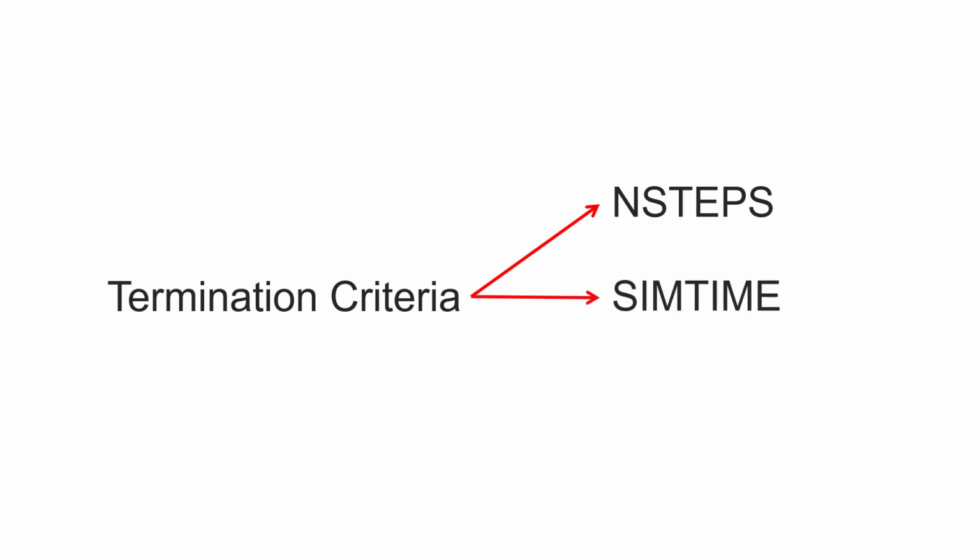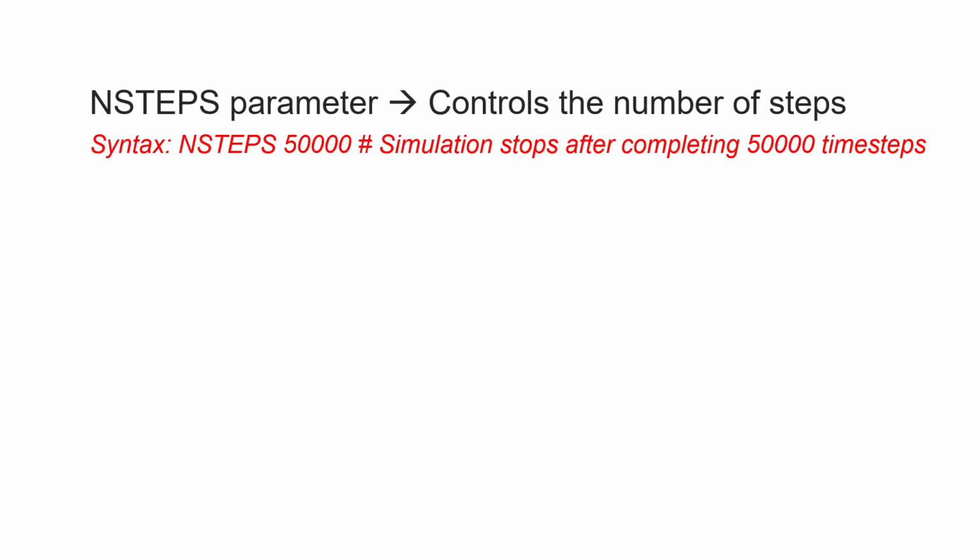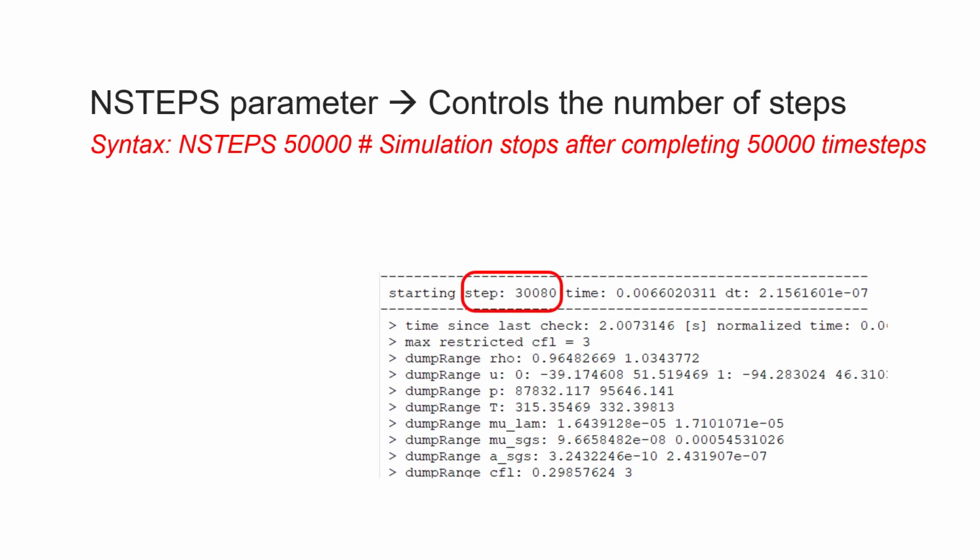There are three parameters that can be used to define the termination criteria in Fidelity Charles. They are the end steps, sim time, and runtime. The end steps parameter is used to define the number of time steps that the simulation has to run. Once this number is reached, the solver will automatically save the solution and stop the simulation. The step number is always printed on the log file at the beginning of the time step.